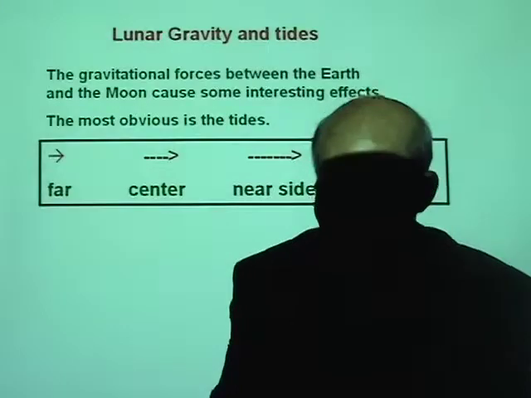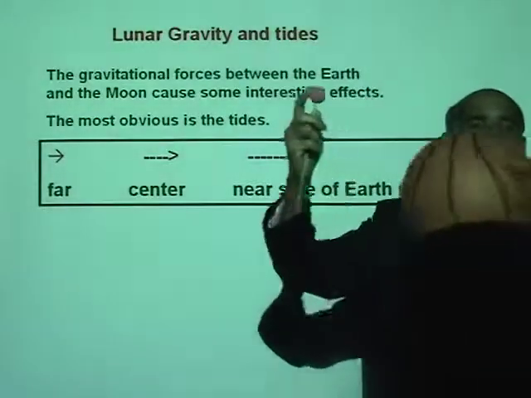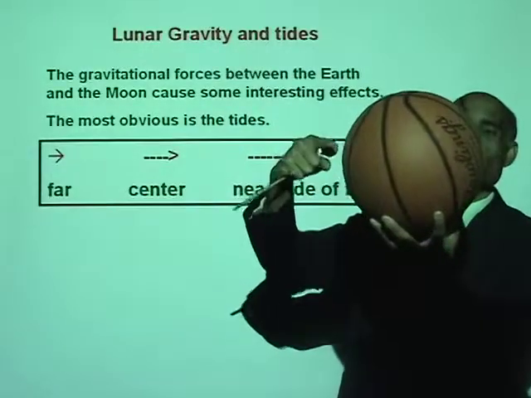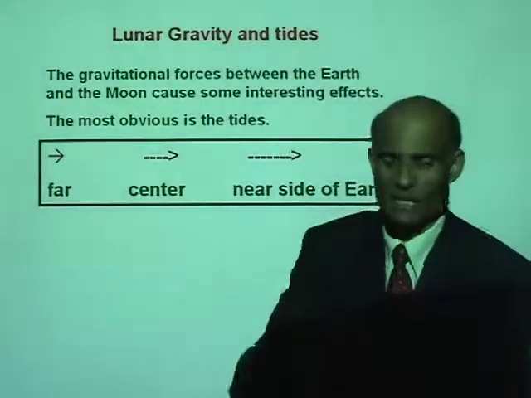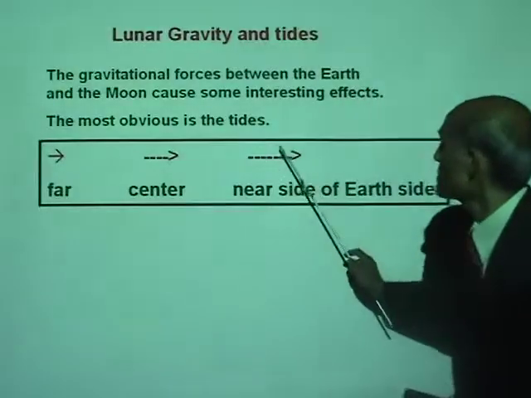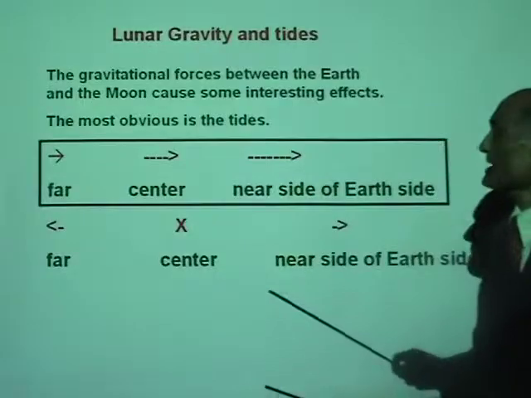You see, suppose that's the moon and this is the earth. The gravitational force due to the moon is felt more on this side than on the other side. That's what that picture means. The gravitational force is felt more on the near side than on the far side.